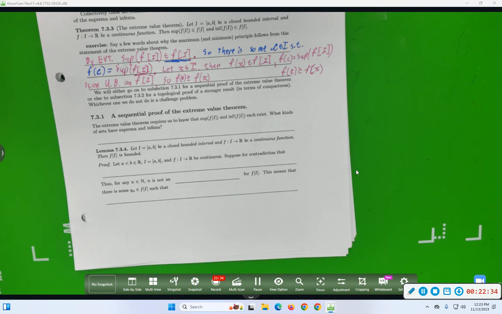What types of sets have suprema? What are the two things it needs to be to have a supremum? Bounded and non-empty. It's obviously non-empty, right? F of A is in the set. So we just need to prove that the sucker is bounded.